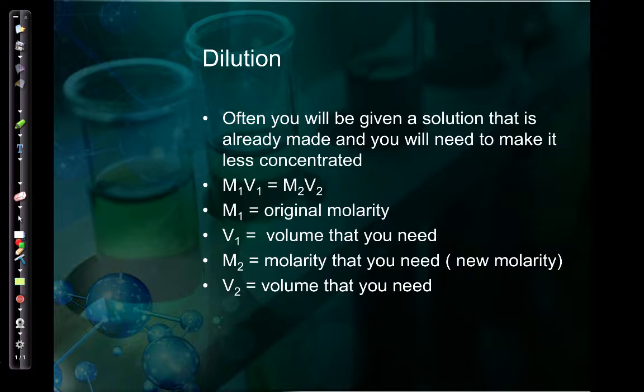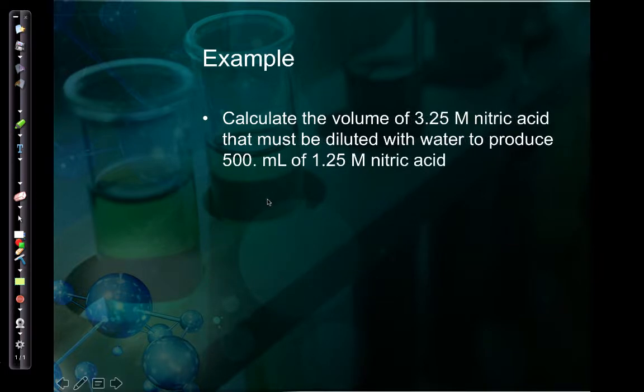It's the dilution equation. And essentially it's the original molarity multiplied by the original volume, the volume that you measure out of that substance, is equal to the new molarity times the new volume that you want to get. Okay, so the initial molarity will always be the one that's higher. All right, so calculate the volume of a 3.25 molar solution of nitric acid that must be diluted with water to produce 500 mL of a 1.25 molar solution of nitric acid.